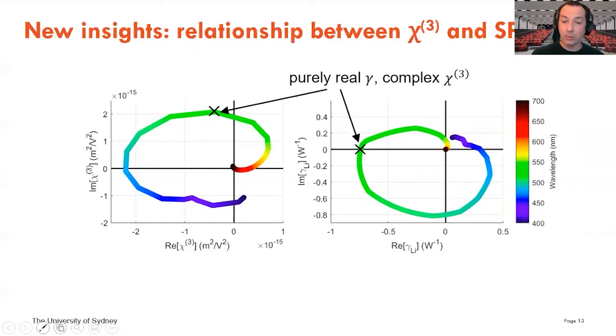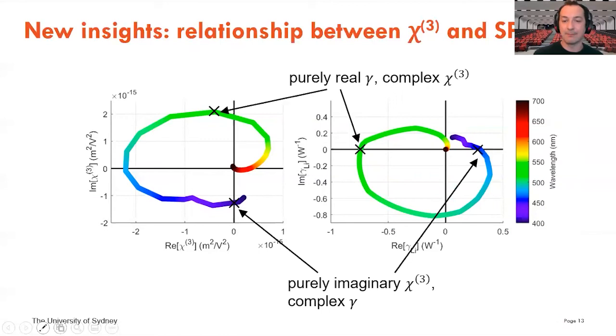So you can be in a situation where you have a purely real gamma with a generally complex chi3. And vice versa, you can have a purely imaginary chi3 when you have a complex gamma. This means that depending on wavelength, you could have positive and negative nonlinear phase shifts and also nonlinear absorption and saturable absorption. So this allows access to quite a lot of rich physics with the system.